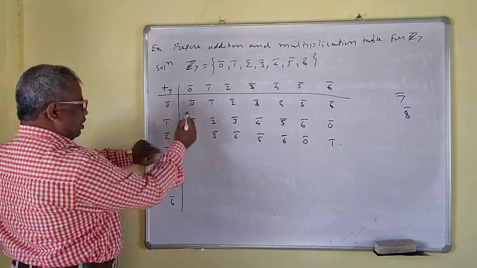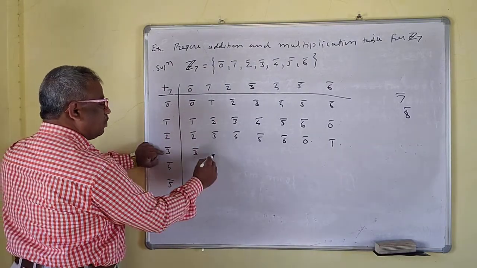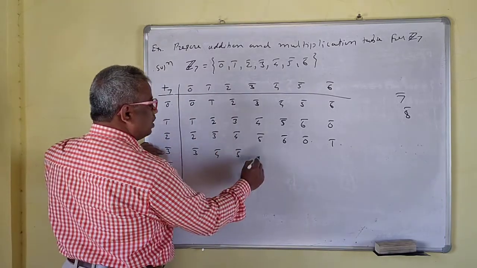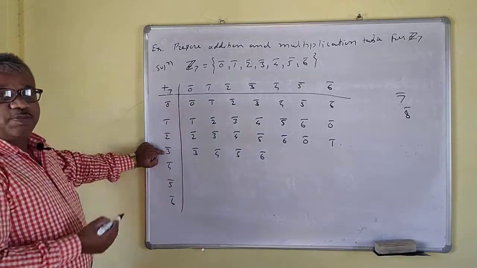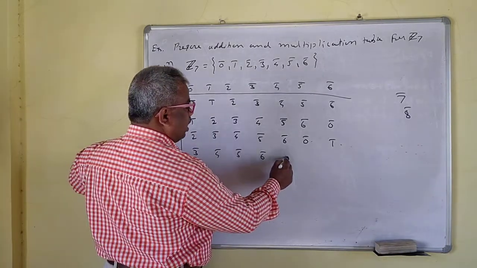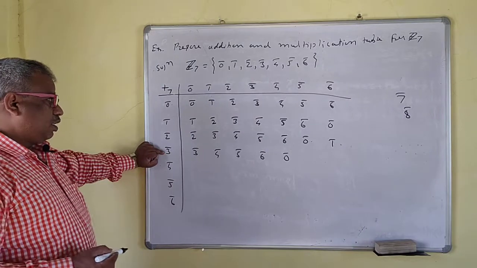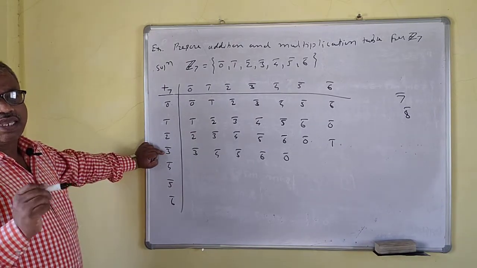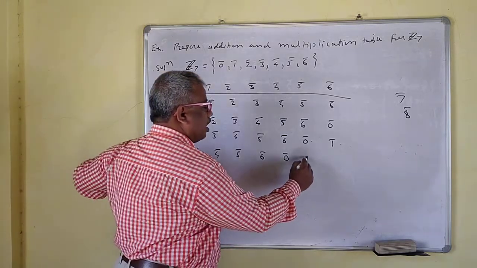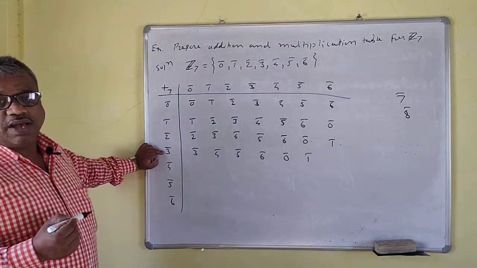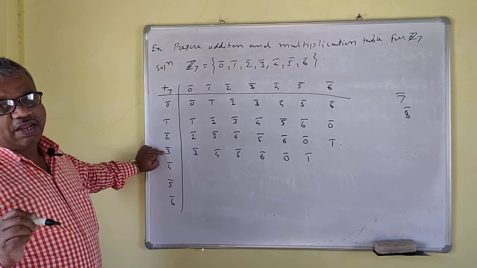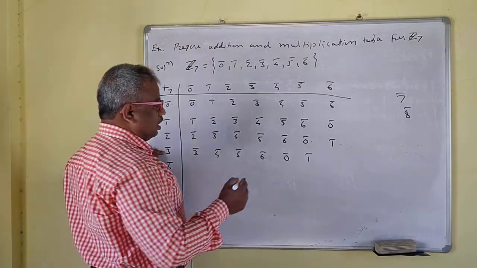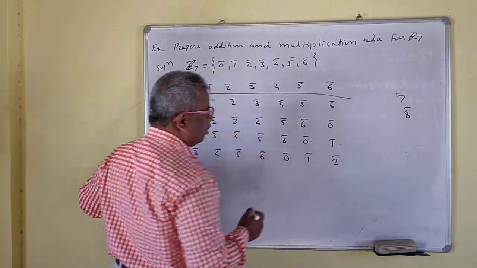Okay. So 3 bar plus 0 bar is 3 bar. 3 bar plus 1 bar is 4 bar. 3 bar plus 2 bar is 5 bar. 3 bar plus 3 bar is 6 bar. Now 3 bar plus 4 bar is 7 bar. But don't write 7 bar. This is 0 bar. 3 bar plus 5 bar is 8 bar. So divide 8 by 7, then the remainder is 1. So 1 bar. Then 3 bar plus 6 bar is 9 bar. Don't write 9 bar. So divide 9 by 7, then the remainder is 2. So this is 2 bar.